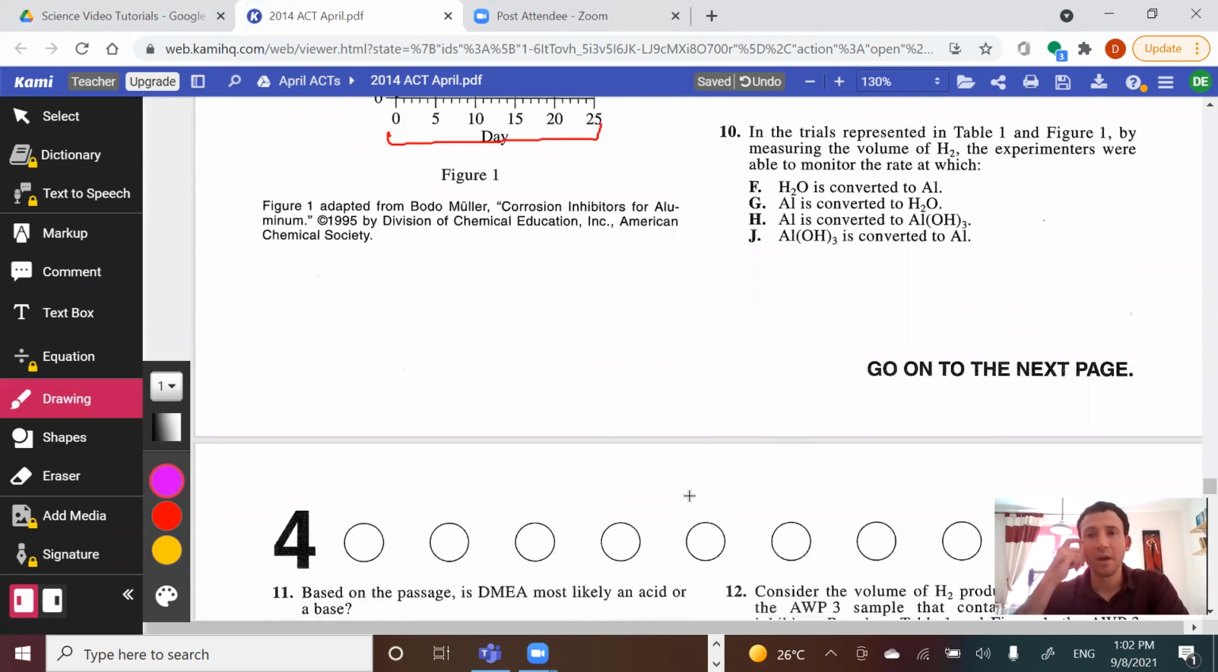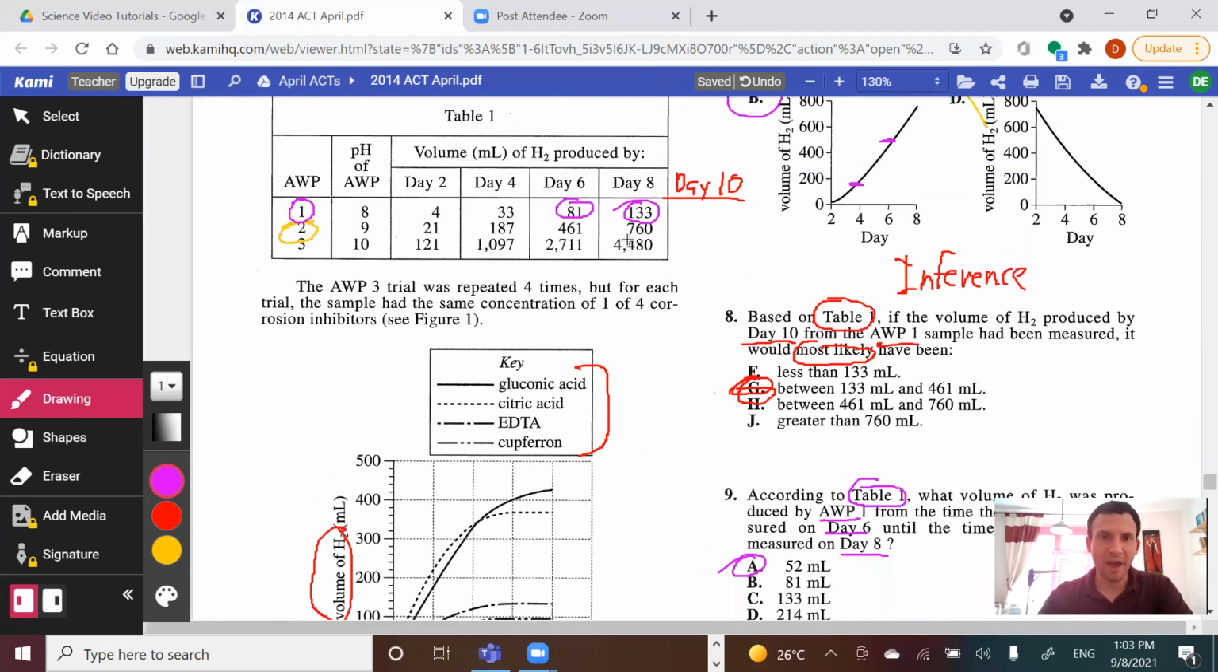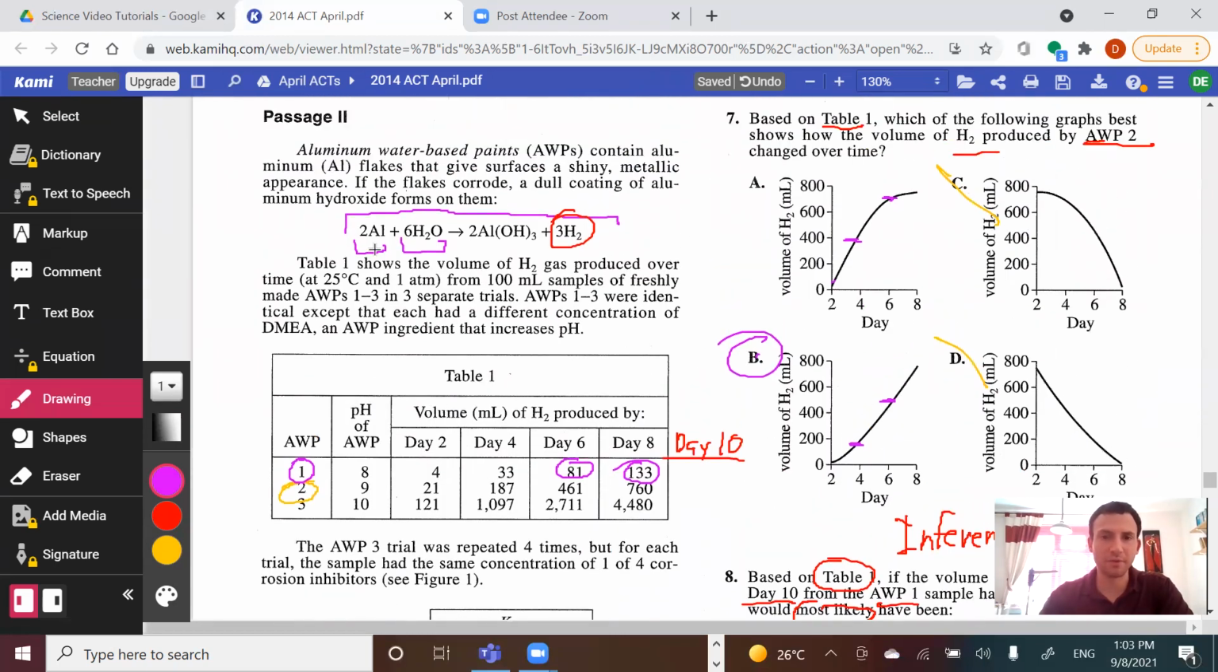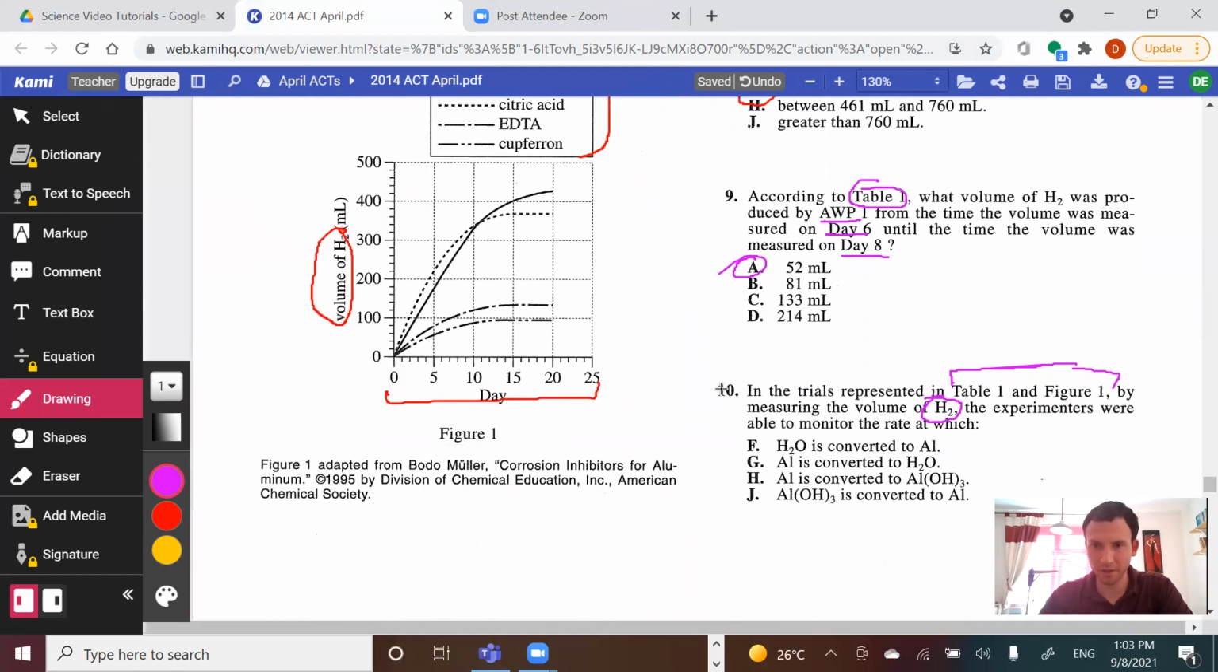Okay, number 10. In the trials represented in Table 1 and Figure 1, by measuring the volume of H2, the experiments were able to monitor the rate at which... Okay, so this is asking more of a zoom out. Do you understand this experiment as a whole? Essentially, when we measure H2, we're measuring the rate of corrosion, right? We're measuring how quickly or how much this aluminum water-based paint is changing from aluminum and water to these two compounds. So let's take a look.